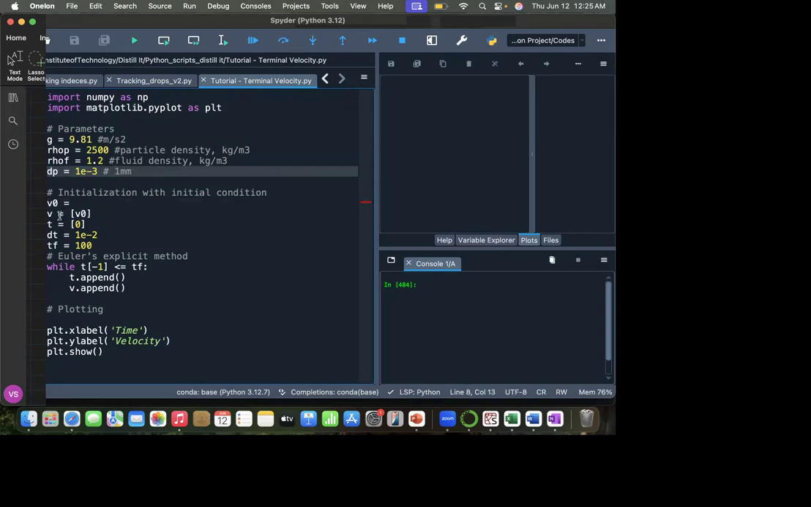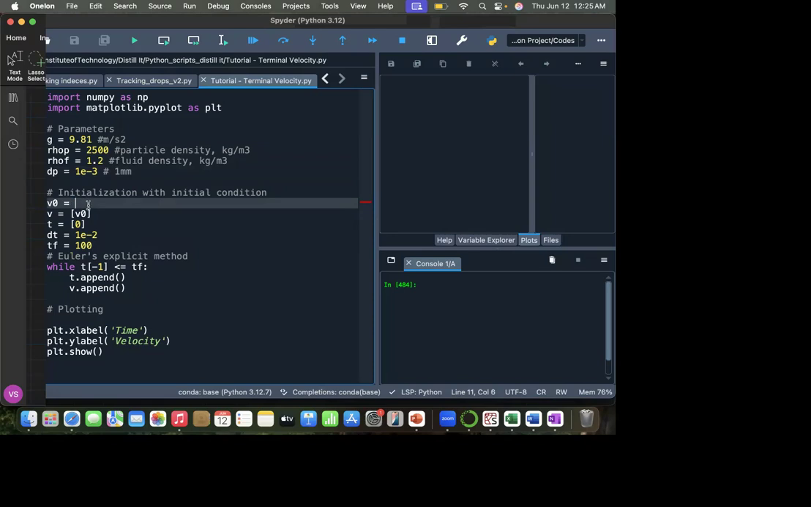For any explicit method that we are going to use, we'll need the initial condition and the initial array for velocity and time. This is the time step, which is 0.01 units of time. And we are going to consider up to 100 seconds. It should eventually go down to the terminal velocity by 100 seconds, right?